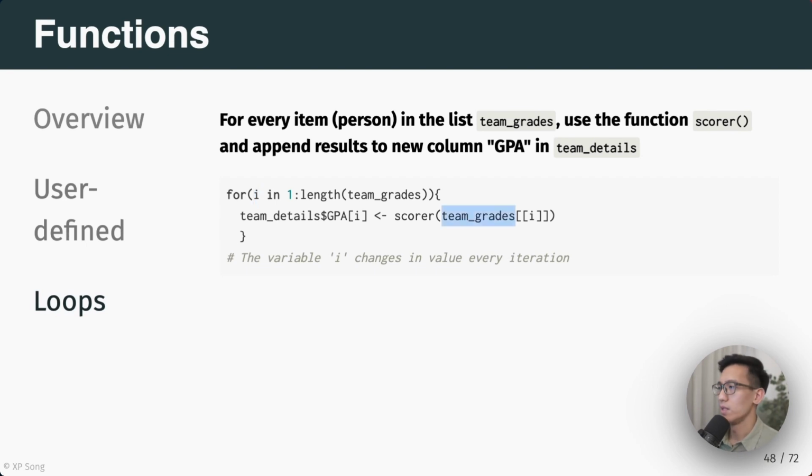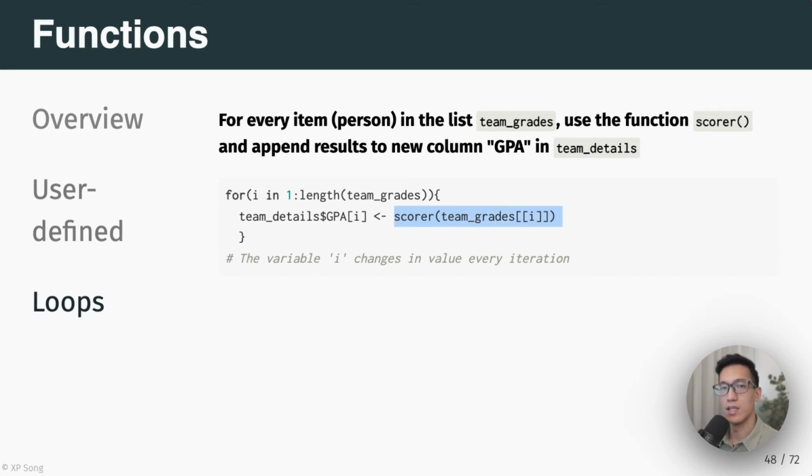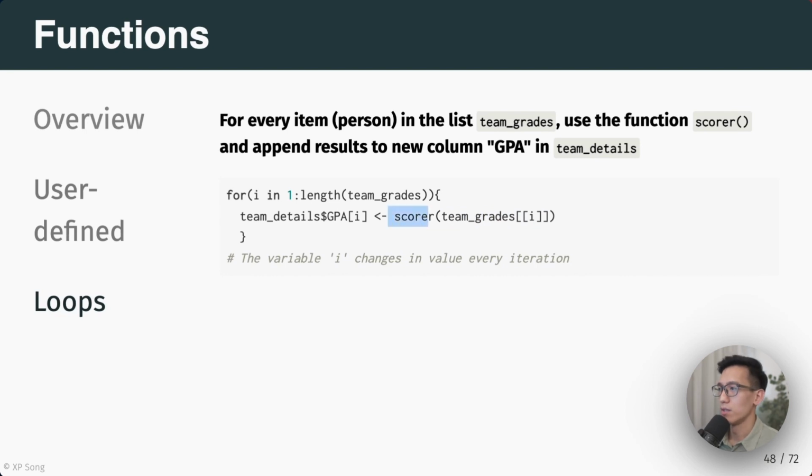So we have our list team grades, and notice that we are doing subsetting over here. So let's say in the first iteration, when the value of i is 1, we will be subsetting the first element of this list, so the first data frame. This first data frame will be an input to the function scorer, and that will return an output value for the GPA. For every iteration of this loop, the output of scorer would change because the input would change. For every single one of these outputs, we want to assign it to that new column. How do we do that?